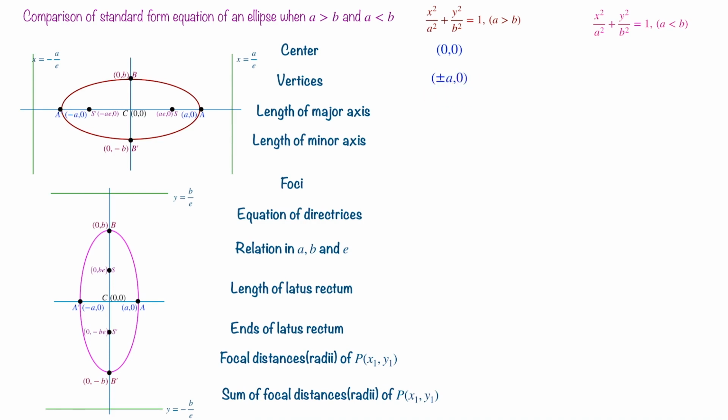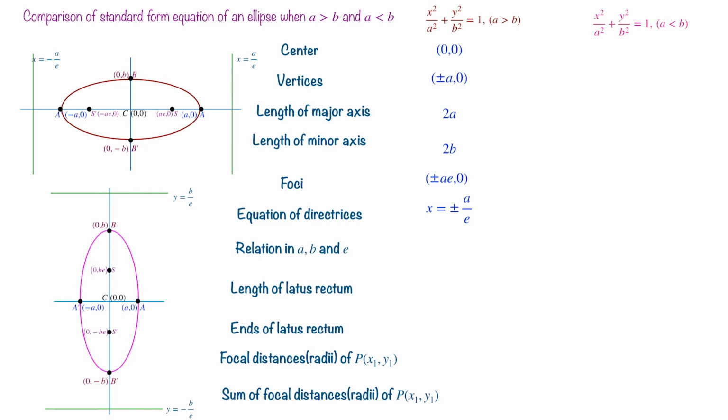Length of the major axis. Here A A dash is going to be the major axis whose length we already know, that is 2a. Length of the minor axis. B B dash is going to be the minor axis, whose length will be 2b. Next, foci. One focus is ae comma 0, another one is minus ae comma 0. So the foci coordinates are plus or minus ae comma 0. Equation of directrices. One directrix is the vertical line x equal to a by e, another one is x equal to minus a by e. So I can write these equations as x equal to plus or minus a by e.